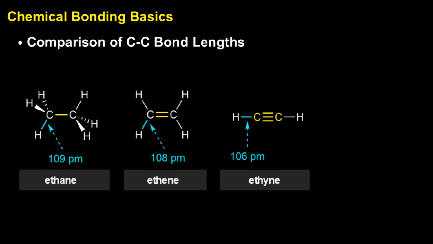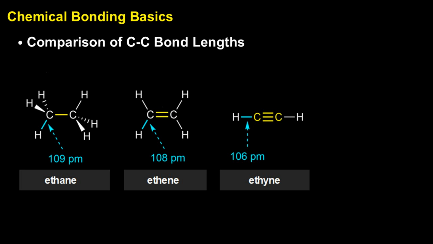A CH bond with sp3 hybridization is about 109 picometers. With sp2, it's slightly shorter, around 108 picometers. And with sp, it's the shortest, about 106 picometers.